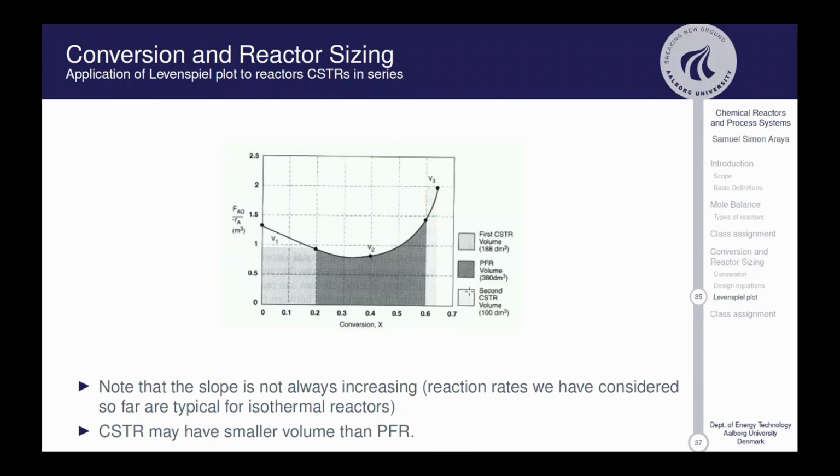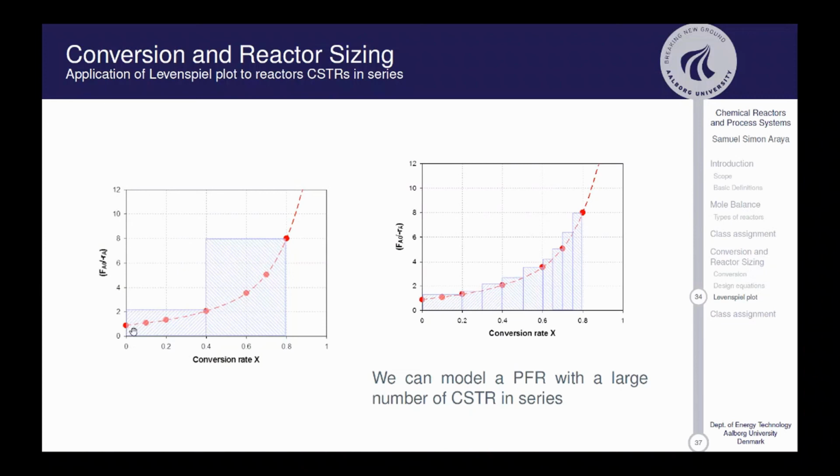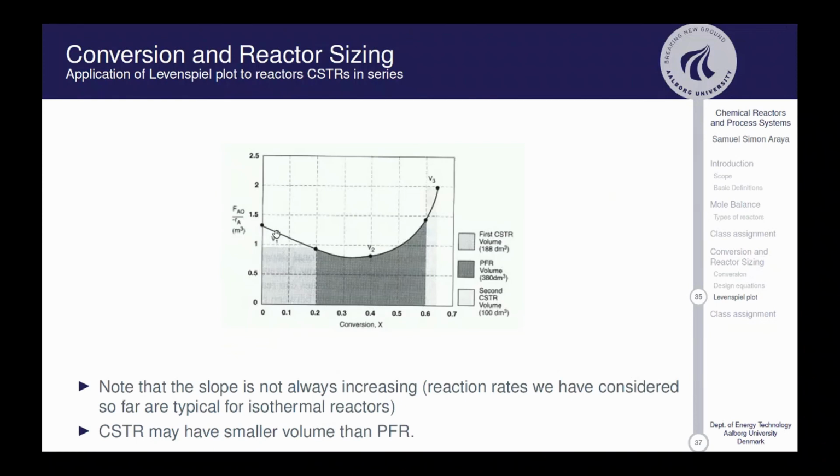So basically we've been using all these CSTRs in a case where the rate decreases with conversion, but it's not always the case. Sometimes the rate can increase with conversion, if it's, I don't know, exothermic instead of endothermic, or a non-isothermal reactor with changing volumes and so on. So sometimes a CSTR could have a smaller volume than a PFR, as you can see in this example.